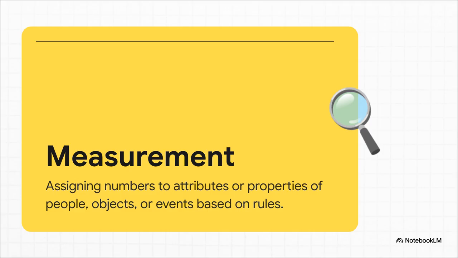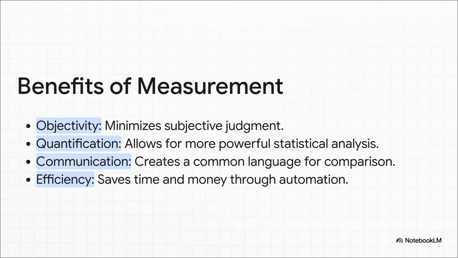And this has to be done with a clear, standardized set of rules so that everyone measures the exact same thing in the exact same way. And following these rules, it's a total game changer. It replaces subjective gut feelings with real objectivity because the rules are out in the open and they're consistent. It gives us numbers we can actually analyze with powerful statistical tools, and maybe most importantly, it creates a common language so that everyone can build on each other's work, making the whole process way more efficient and powerful.